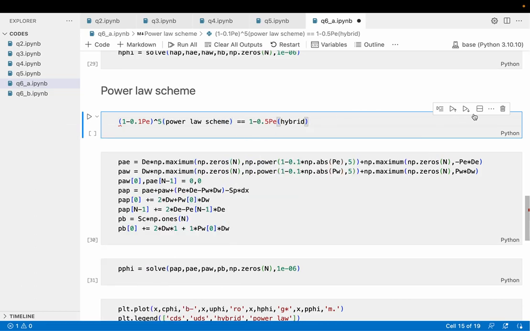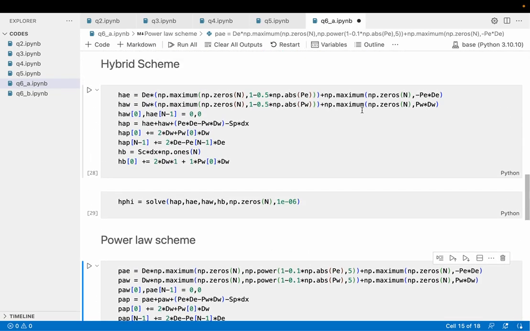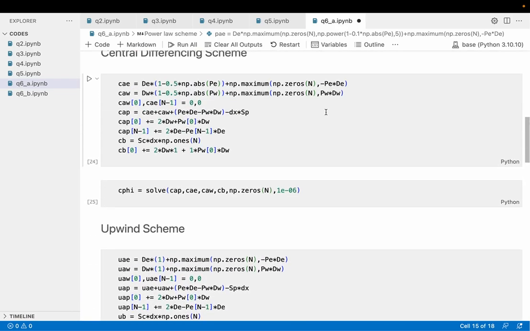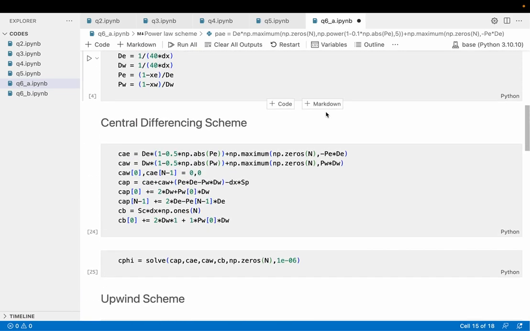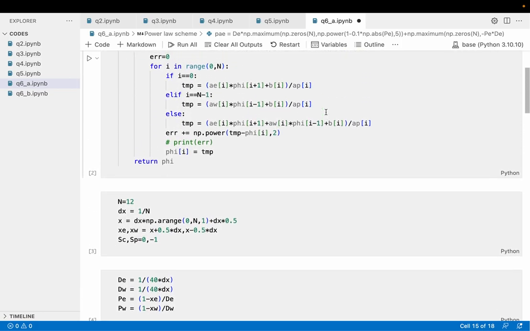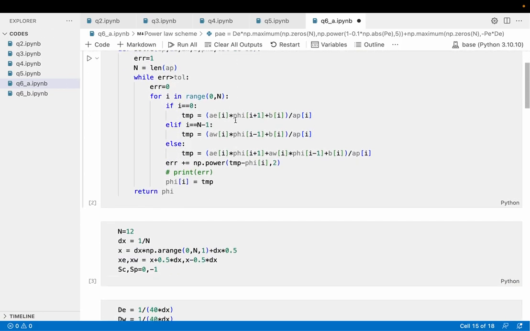That is the only difference between these two, but the power law scheme seems to be more accurate than your hybrid scheme, but it is computationally a little expensive. So we haven't seen this problem, so maybe I'll leave this aside.